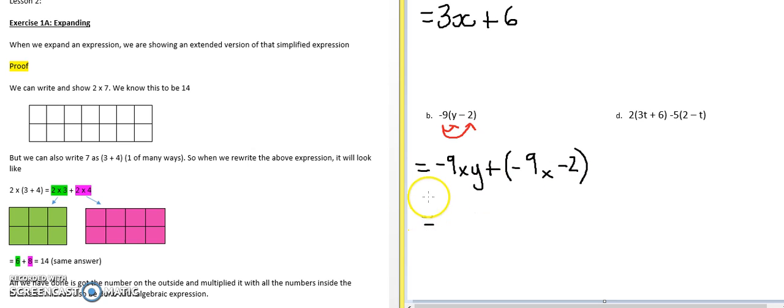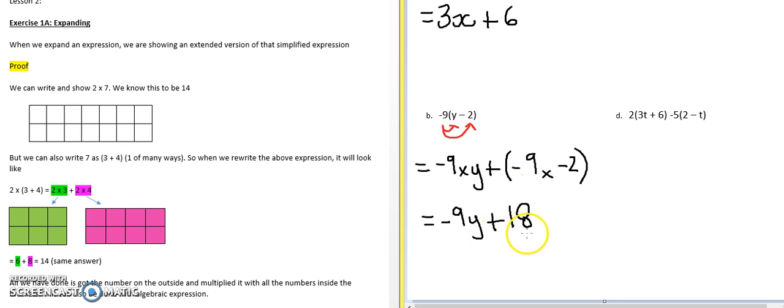Again, we just have to do a little bit of algebraic tidy up. Negative 9 times positive y will just give us negative 9y. And negative 9 times negative 2 will give us positive 18, because when two negative numbers are multiplied together, it will give us a positive answer. Okay. And because we've already got a positive here, we just keep it as positive. So plus 18. Okay, so our answer is negative 9y plus 18.